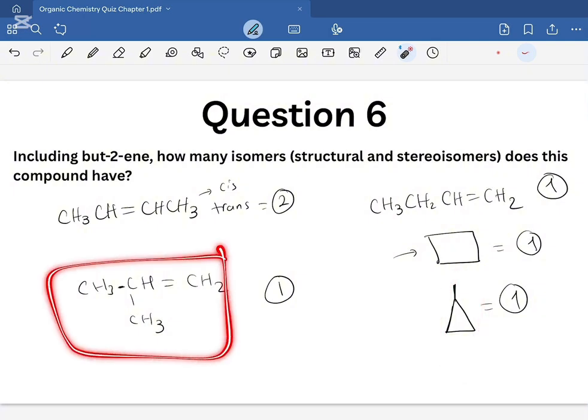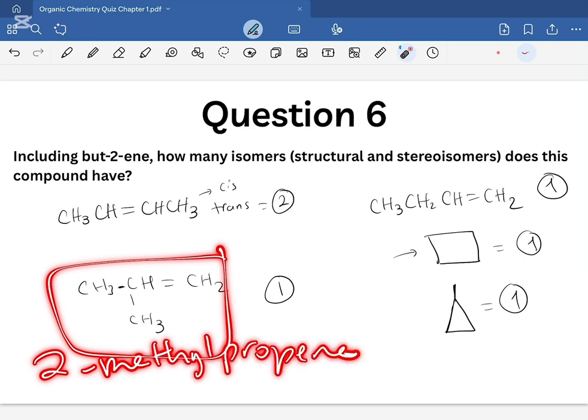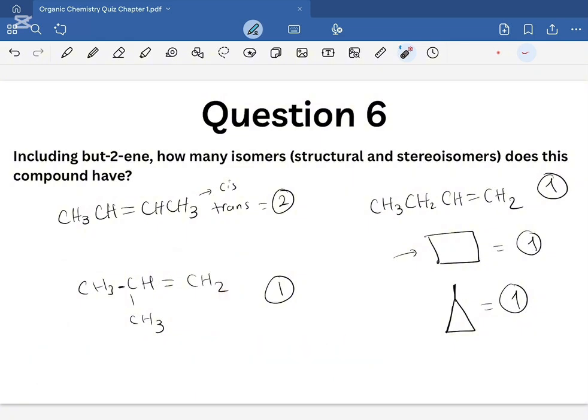And the final one is 2-methylpropene, and this is another isomer. Now we don't have a hydrogen over here, so we have a double bond, and this is another structural isomer for the butene. So we're going to end up with 2 plus 1, 3, 4, 5, and 6 isomers for butene, including the structural and the stereoisomers.